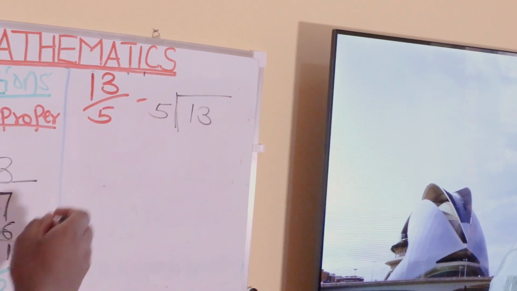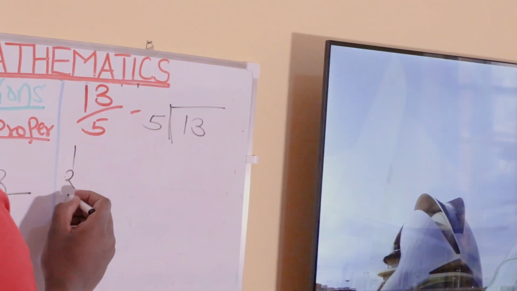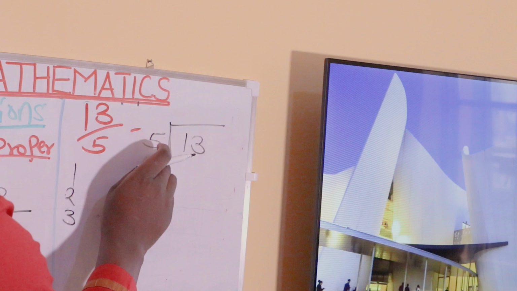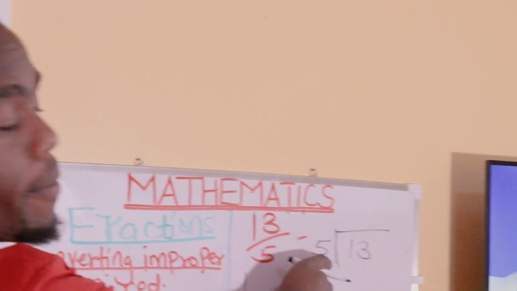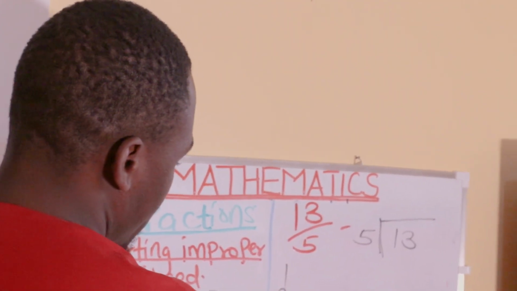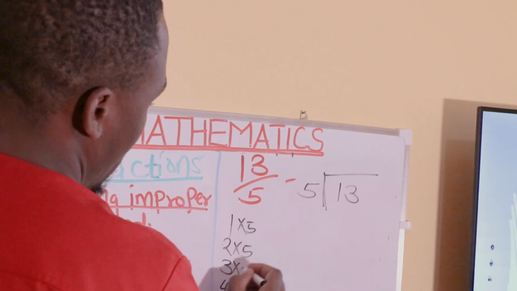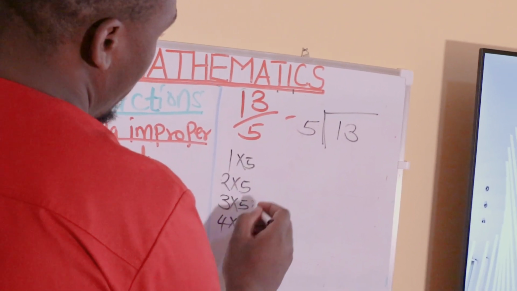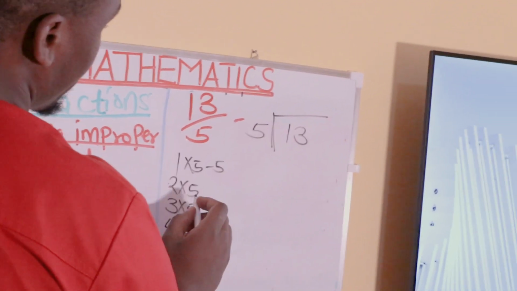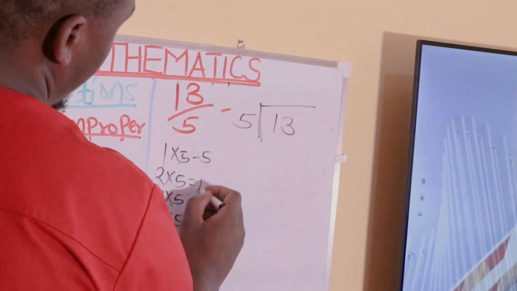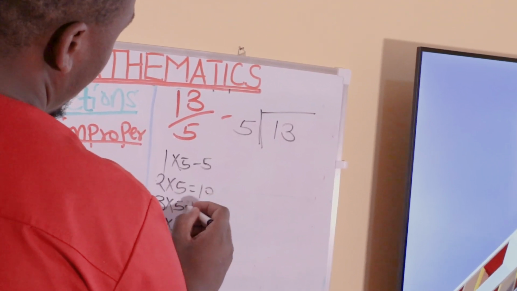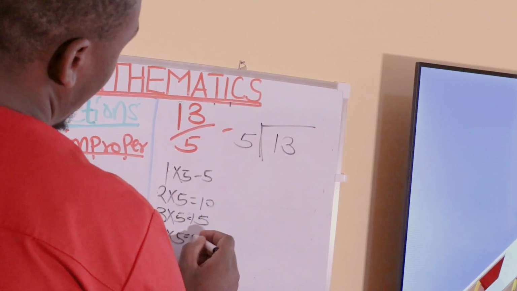Then we can prepare a small multiplication table here for 5, because 5 is the divisor and 13 is our dividend. So multiply by 5, multiply by 5, multiply by 5, multiply by 5. So here will be 5, here will be 10, here will be 15, here will be 20.